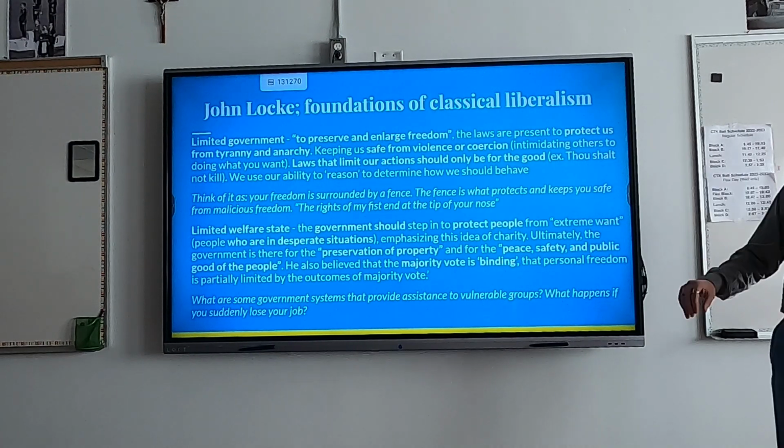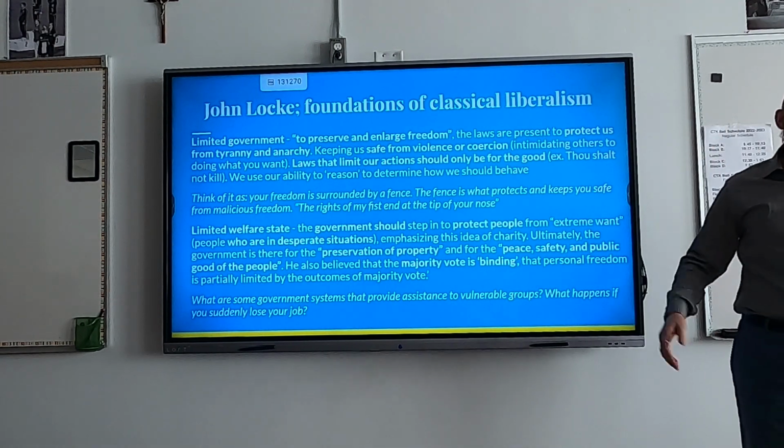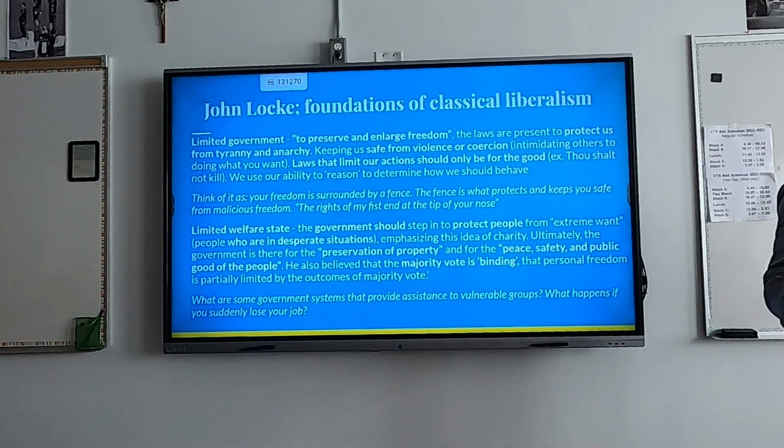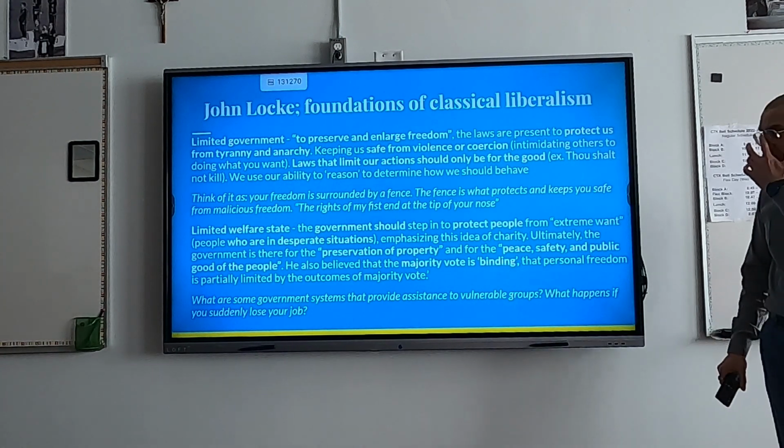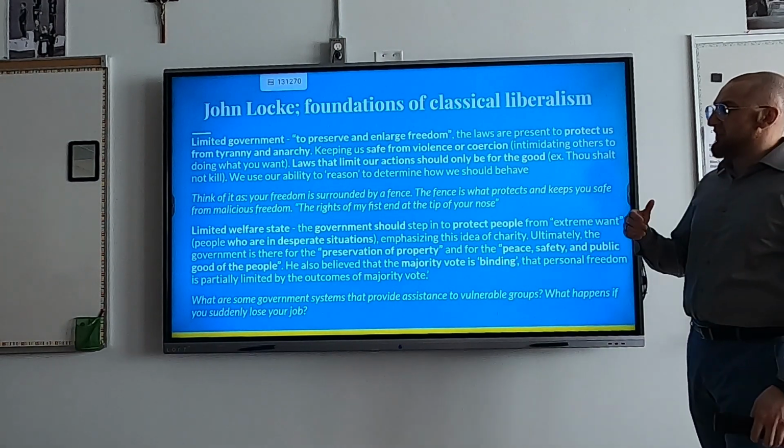Anyways, laws are there to protect us from tyranny and anarchy. Tyranny is when another system overreaches and they start telling you what you can and can't do. Anarchy is when there's too much chaos. There's no order, no structure. Government should keep us safe from violence and keep us safe from coercion.